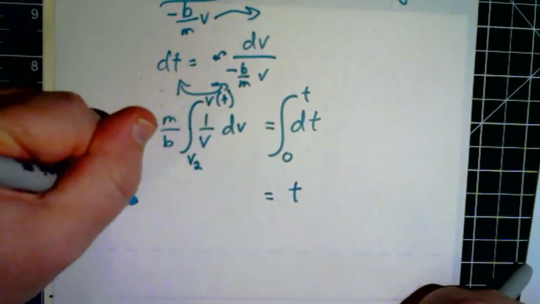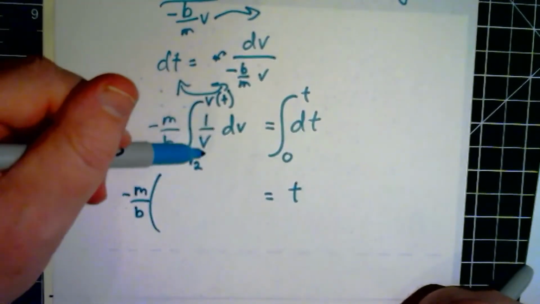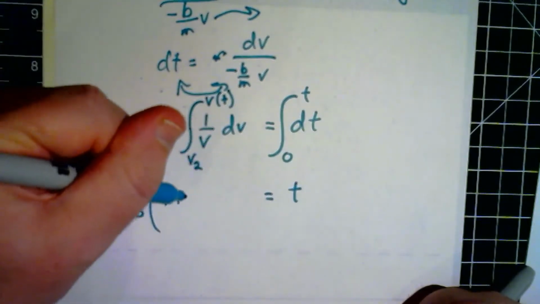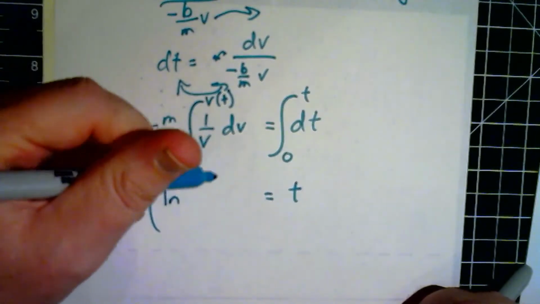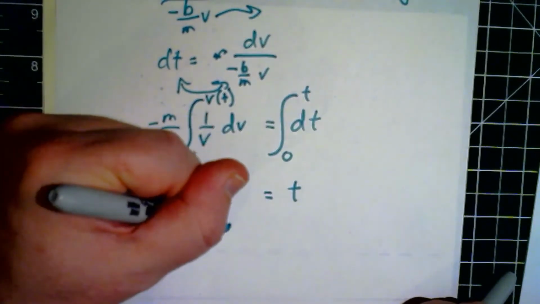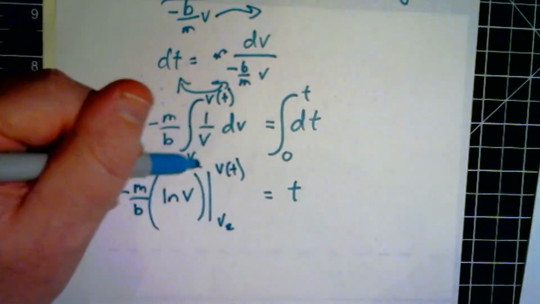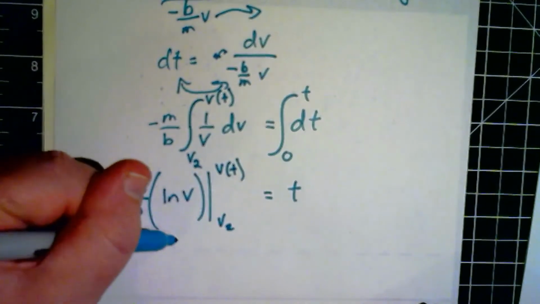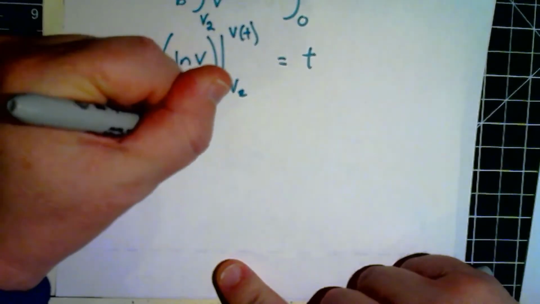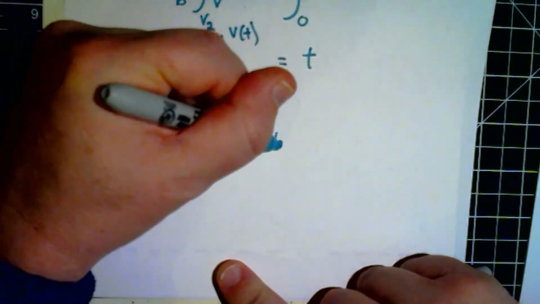On the left-hand side, you're going to get minus m over b times the natural log, because what we have here is 1 divided by v. The integral of 1 over v is the natural log of v, evaluated between v2 and the function v(t). When I do this evaluation, I don't just plug numbers in. Remember, I have to use the fundamental theorem of calculus. So we'll have the natural log of v(t), plugging in our upper limit, minus the natural log of v2.